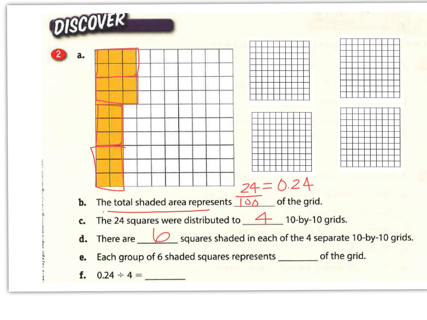So these grids are a little smaller, but we're going to represent that and we're going to just shade in 6 in each one. So 1, 2, 3, 1, 2, that would be 6. So each little corner is just going to have 6 because that's how we can distribute that evenly. So 6 hundredths. So each group of 6 shaded squares represents 6 out of 100ths of the grid. So 24 hundredths divided by 4 equals 6 hundredths, which is 0.06 because that 6 is in the hundredths place.